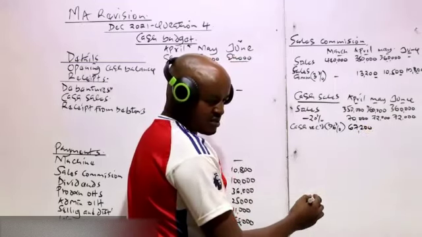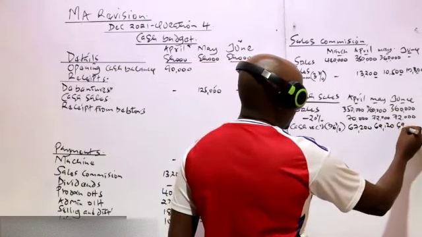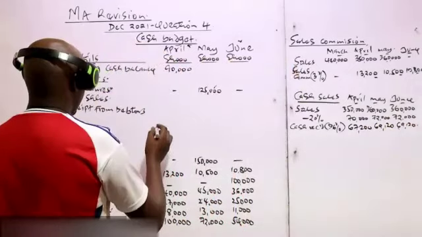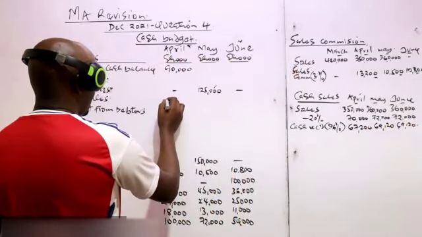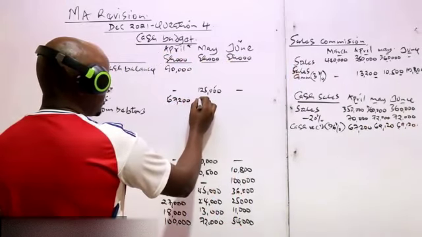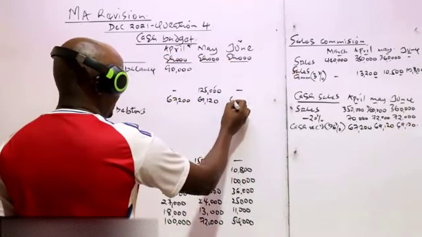67,200. This one I'm given 69,120, like that. Okay, so that is now the sales made in cash. 67,200. 69,120.